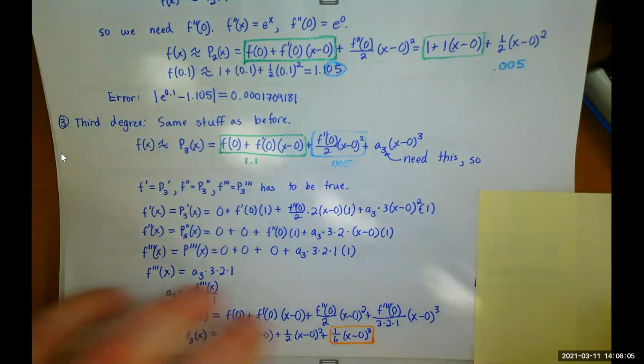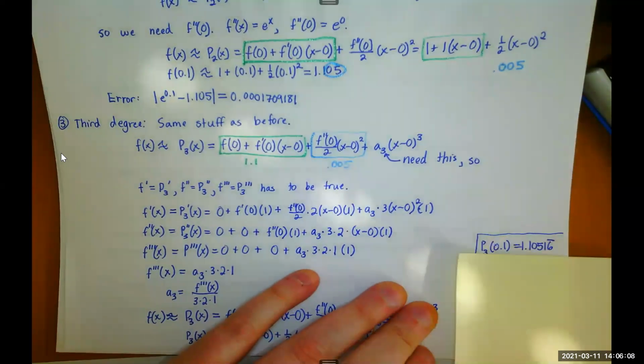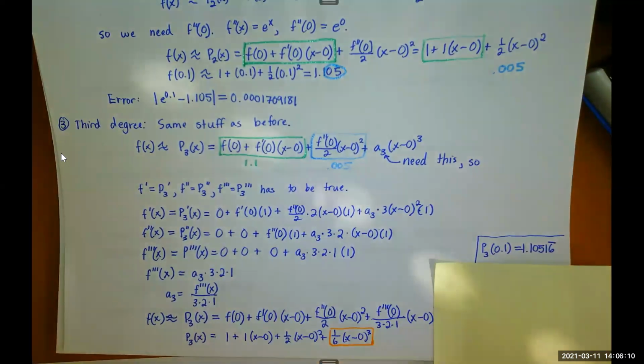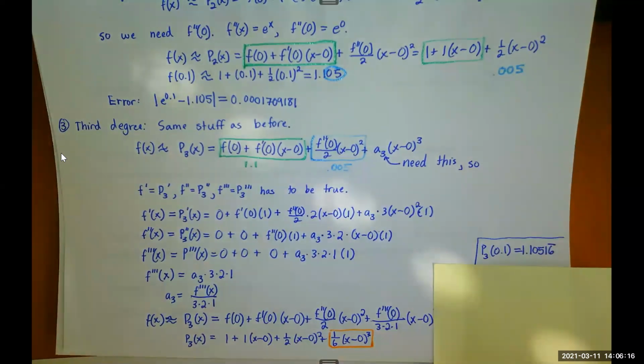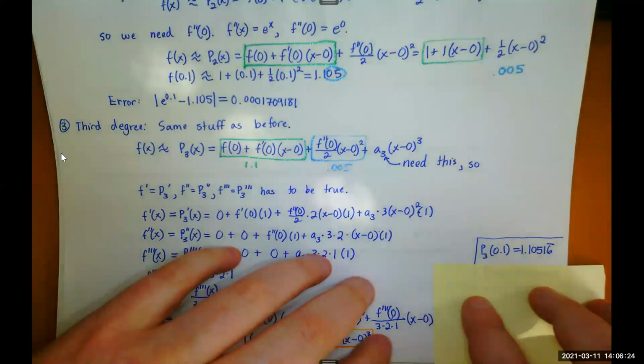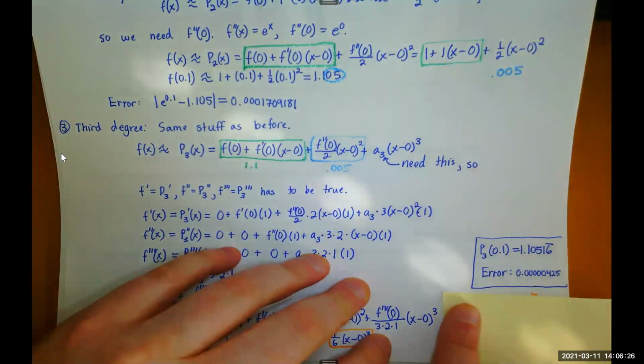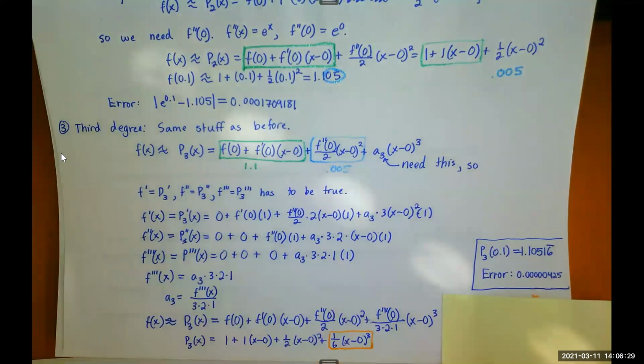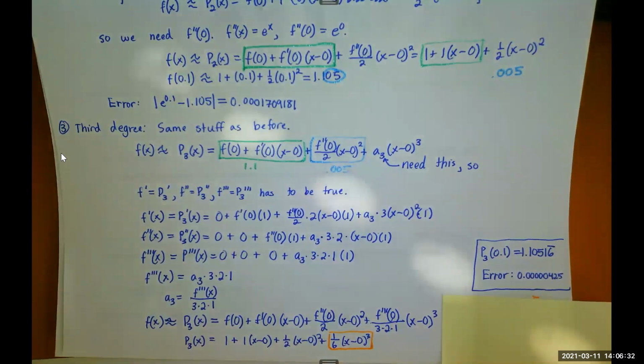And our approximation using p sub 3, and I got that on my calculator. I won't make you watch me type it in, but you too can get that on your calculator. 1.10516 repeating. So our error between the true value and our approximated value is all the way down to 0.0000425. That is mega tiny, super tiny.